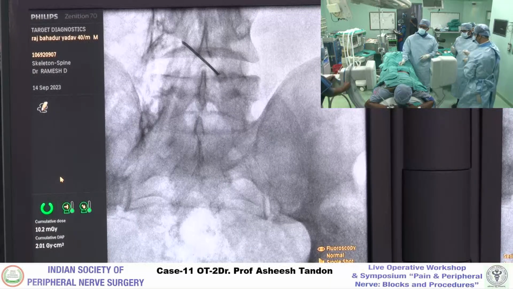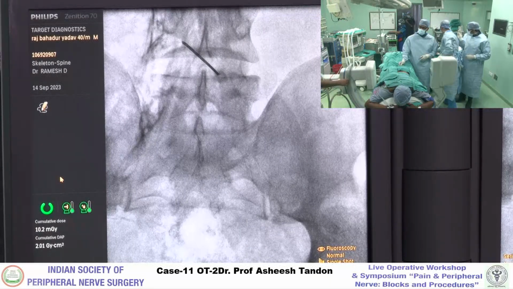Other side, yeah. So best is to use the stylet.